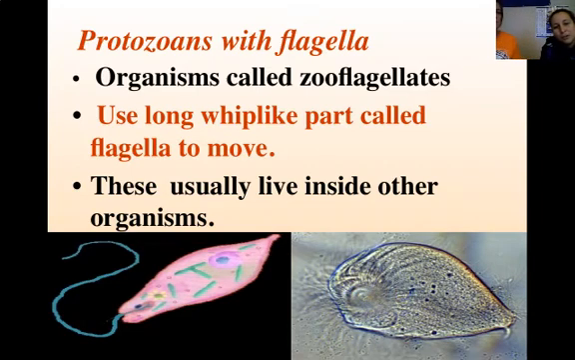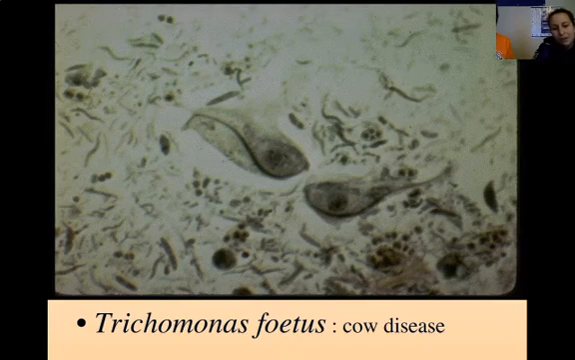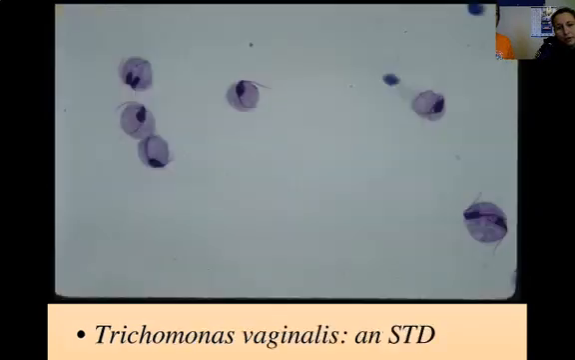Okay, and then there's also protozoans with flagella. These organisms are called zooflagellates. They use a long whip-like part called the flagella to move, and they usually live inside other organisms. So here's an example of one of those. It's Trichomonas fetus, which is a cow disease. So this is showing you right here in the center that these are the actual protozoans with the flagellum. But this would have been taken in like the gut of a cow.